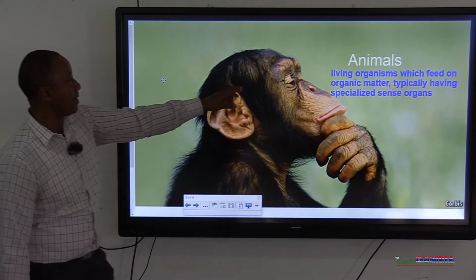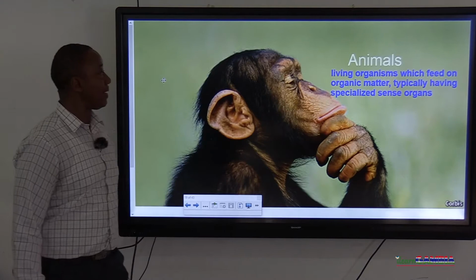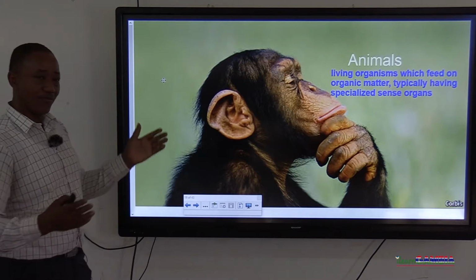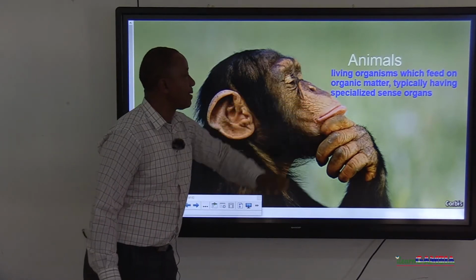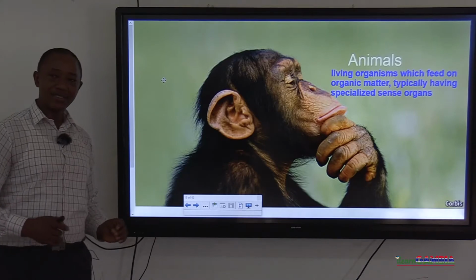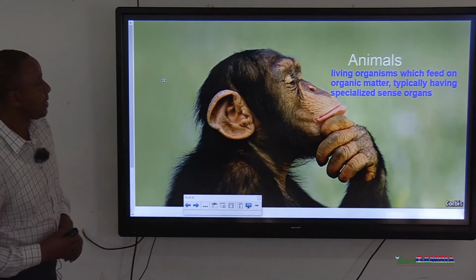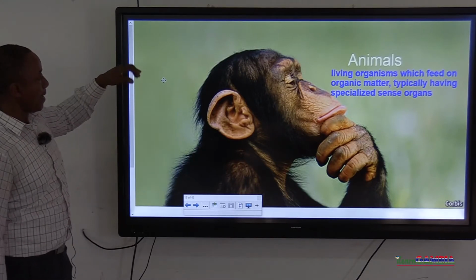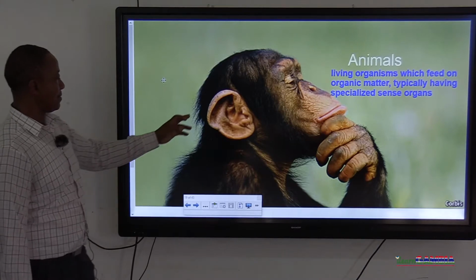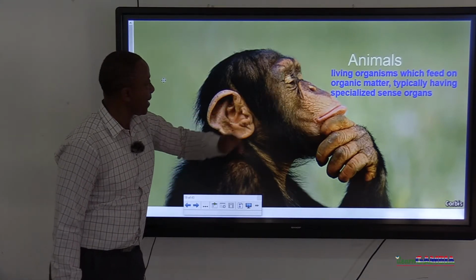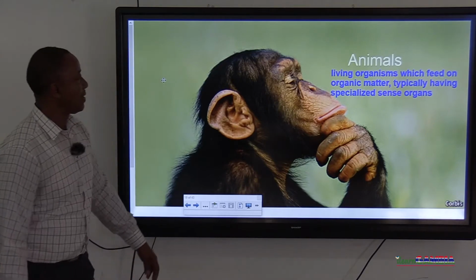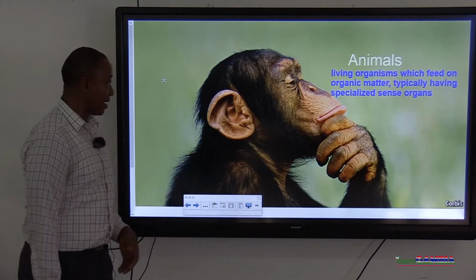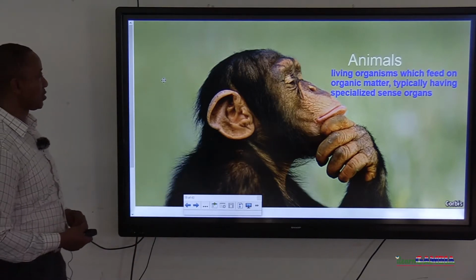And finally, we have the animal group or Animalia. These are living organisms that what unifies them is the fact that they feed on organic matter, that is, things that are actually made by plants. Typically, they have sense organs. We looked at some before. Like if you look at this guy, they have the ear for hearing, the eye for seeing, the nostril for smelling. In the mouth, you have the tongue for tasting, and the skin itself for perceiving touch, temperature, and other things.